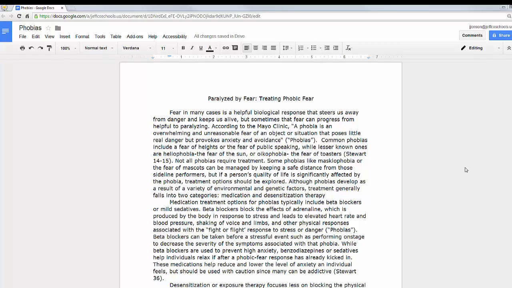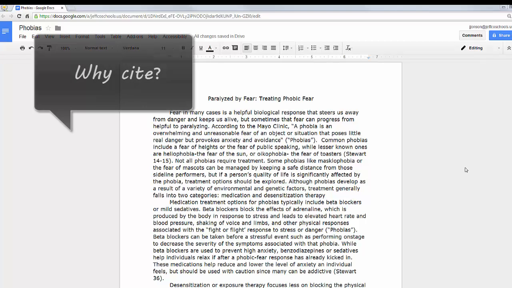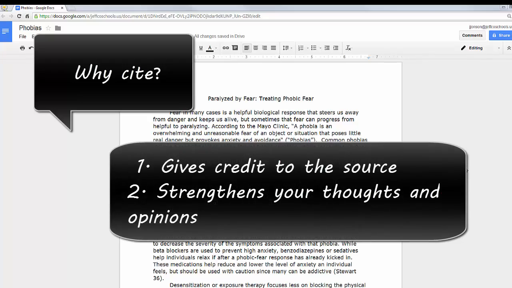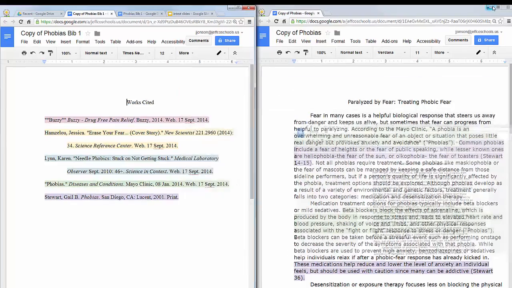In-text citation is essentially a labeling or coding for sentences that are researched. Citing other people's ideas not only gives them their due credit, but it also strengthens your thoughts and opinions because you are backing them up with some expert thinking.